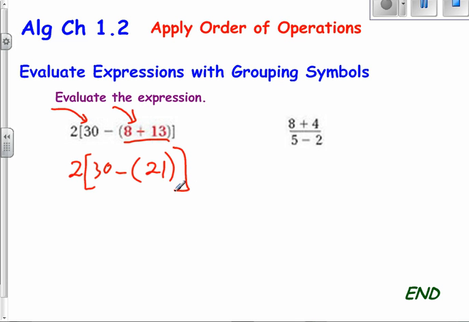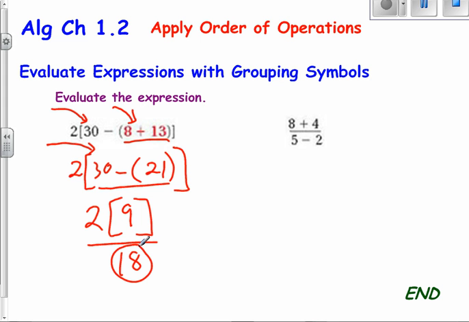And then you start your process all over again, go inside the parentheses. I work that right there. What is that, 9? And then we do a 2. I can do a multiplication, so that gives me an 18, so that simplifies to 18. And then let's look at this with the fraction bar. Well, 8 plus 4, you got to do that first, so that would give me 12. 5 minus 2 would give me a 3. You can simplify that down to 4.